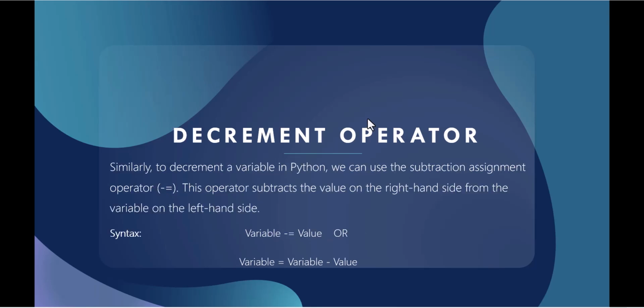Now we will see how to decrement a value using the decrement operator. Similarly, to decrement a variable in Python, we can use the subtraction assignment operator. There we have used plus and assignment. Here we are using minus, the subtraction and assignment operator. This operator subtracts the value on the right hand side from the variable on the left hand side, as we saw above. Now we'll see the syntax. Variable subtract assignment value, or you can also use variable equals variable minus value.